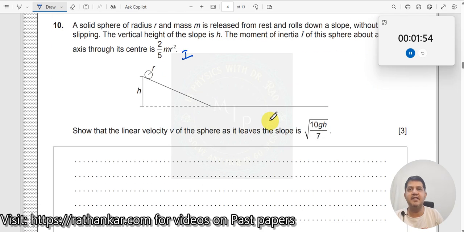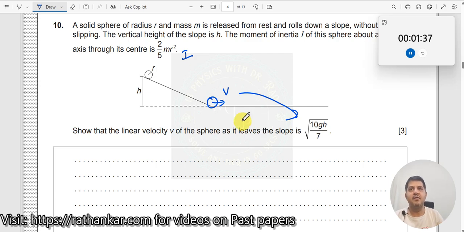The moment of inertia is given. Then what is he asking here? Show that the linear velocity v of the sphere as it leaves the slope is root of 10gh by 7. When it comes here, it moves like this, right? This velocity is this value. That's what has been asked. So how do you do it? Simple work. Use conservation of energy.